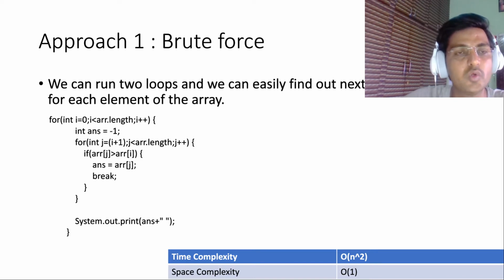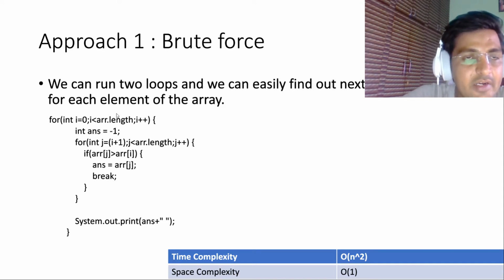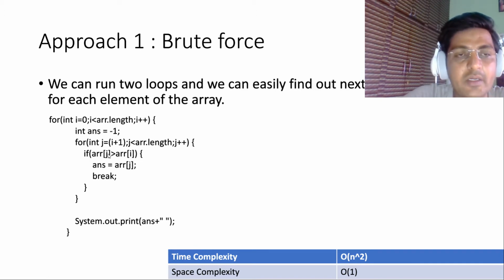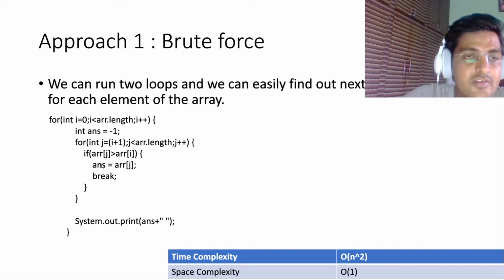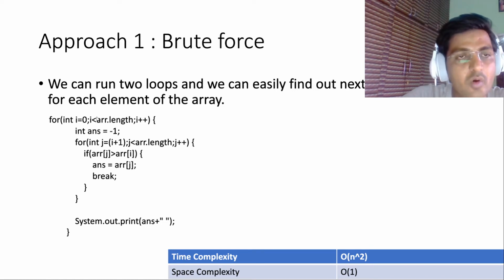We can run two loops and easily find the next greater element for each element of the array by running a loop inside a loop. You can see the logic. We'll run one loop, and for each element array of i, we will run a loop on the right side, so j will go from i plus 1 to the last of the array. If array of j is greater, that is the first element we got, so put it into the answer variable and just break from this loop. Do the same for all the elements.